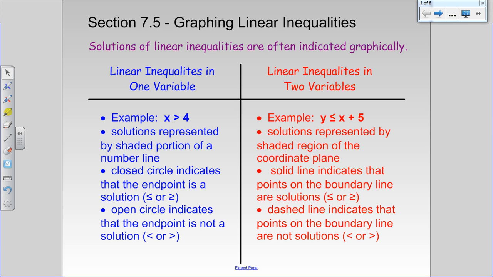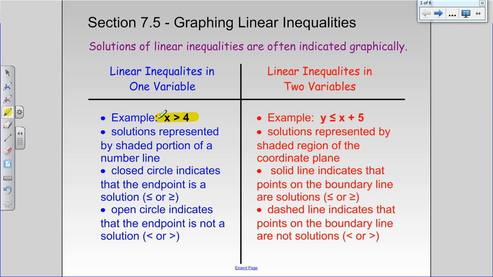Section 7.5 of your textbook covers the topic of linear inequalities in two variables, and more specifically describes the process of representing the solutions of those inequalities on the coordinate plane. Remember that for a linear inequality in one variable, such as x is greater than 4, the solutions are represented by a shaded portion of the number line.